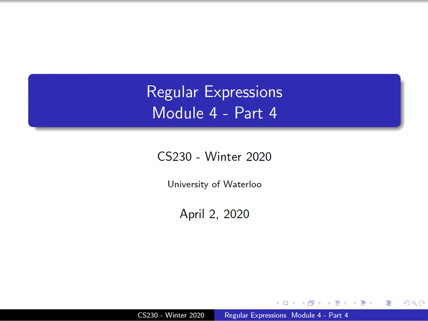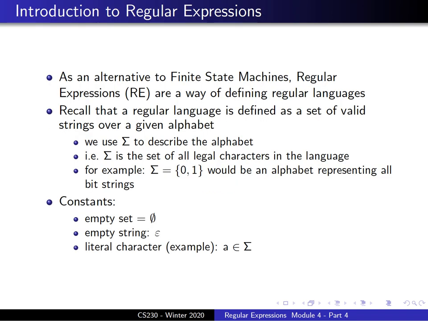In this video, we're going to take a look at regular expressions as an alternative to finite automata for recognizing valid strings in a language. Just a quick reminder of what we've talked about so far. We have introduced the idea of finite automata, both deterministic finite automata and non-deterministic finite automata, as a way of defining regular languages. We use sigma as a notation to indicate the valid characters of the alphabet that would appear in the strings in these languages.